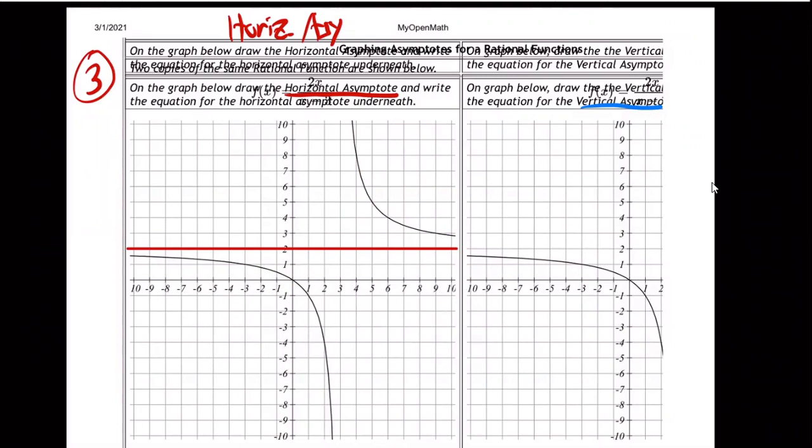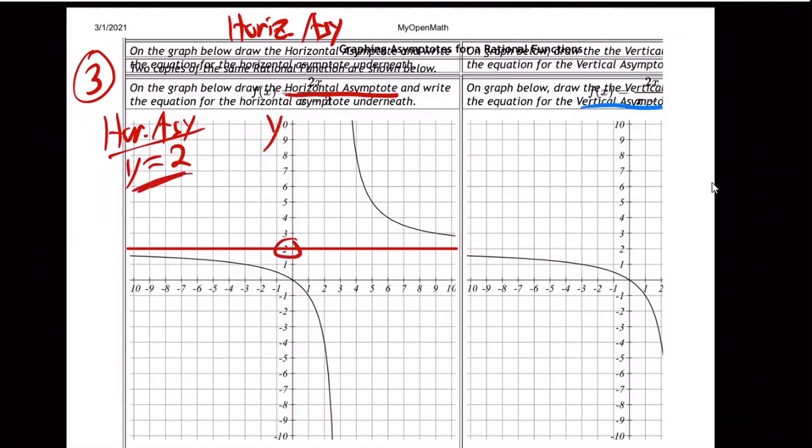You can tell it's coming to a height of 2, and then they want you to type it in. So the horizontal asymptote is y equals 2, because this is the y-axis. It's hitting the y-axis at a height of 2. So it's y equals 2.